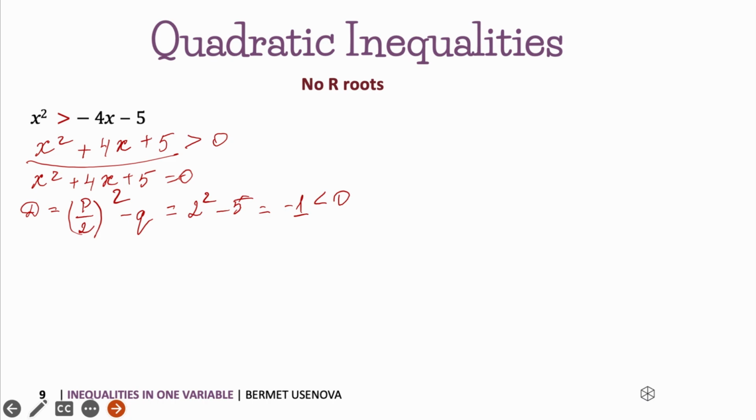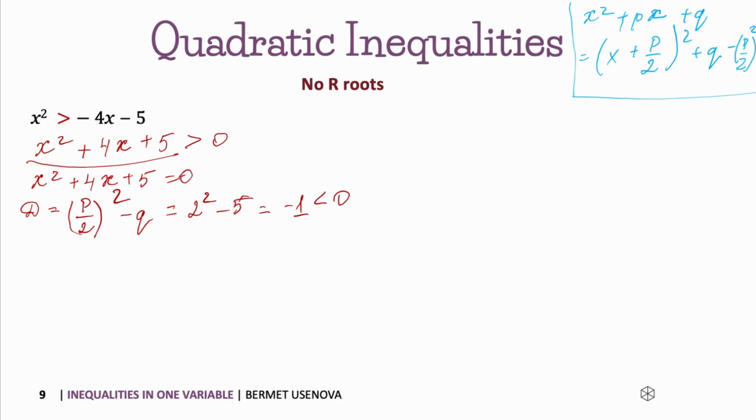roots, like here. So one way to find the solution set for this inequality is to complete the square. If you remember, I will write it down here. We had the completing the square formula, which is x squared plus px plus q, and we just rewrite it as x plus p divided by 2 squared plus q minus p divided by 2 squared. So this was our formula.